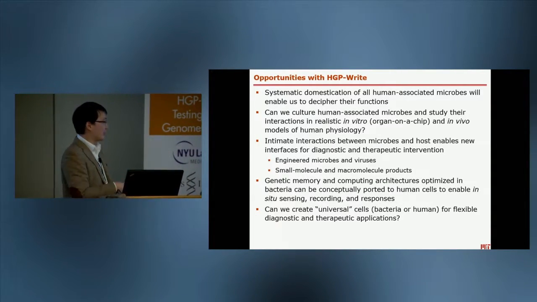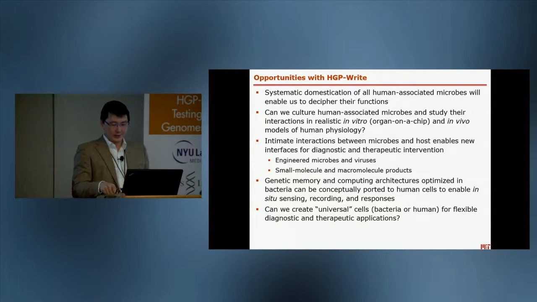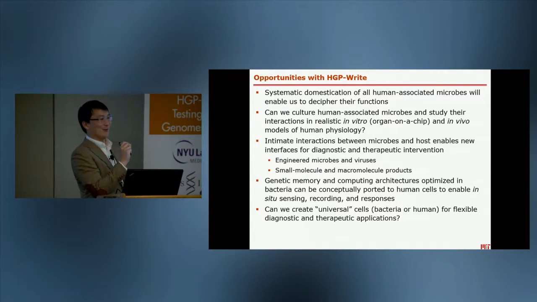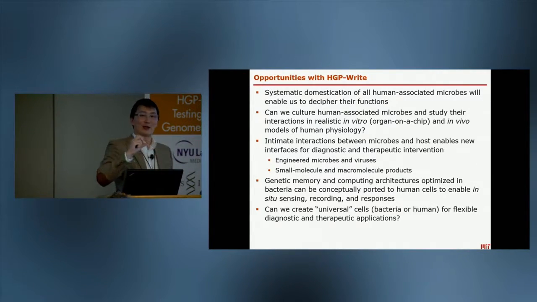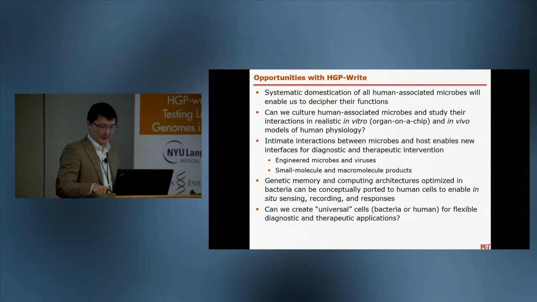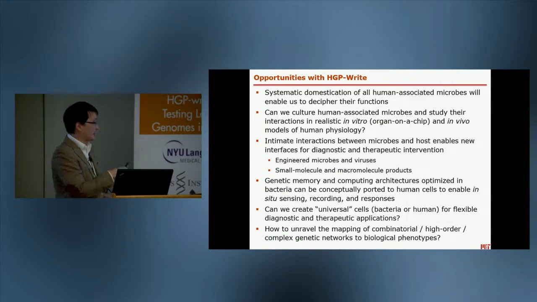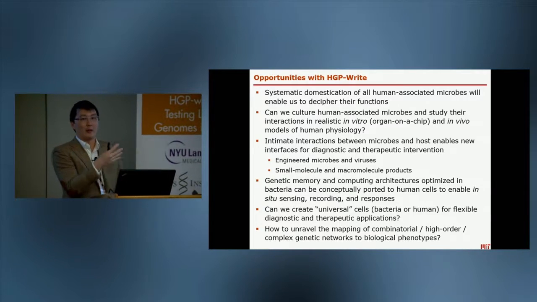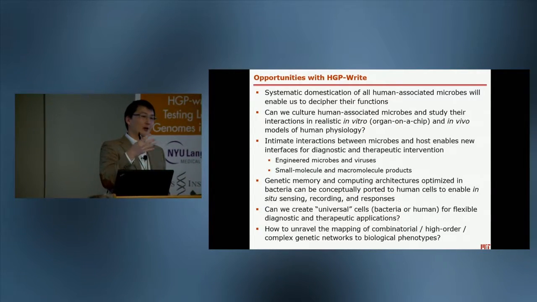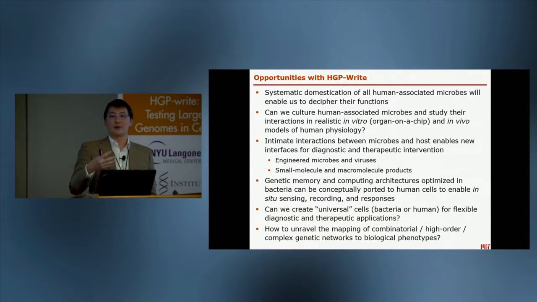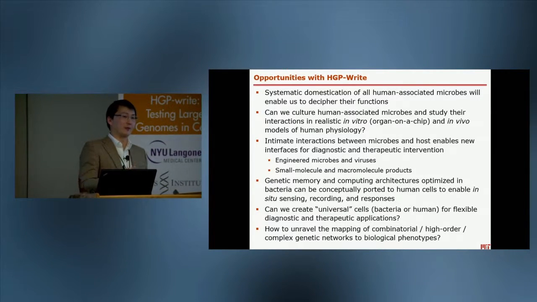We heard ideas earlier about universal cells or safe cells. One of the things we're quite interested in is putting genetic recorders and circuits into these cells so that we can study what they're doing now in a mammalian context. We heard a little bit about this earlier. I think one of the grand challenges, and why maybe you want to do HGP2, is that you really want to systematically unravel these combinatorial interactions, these complex interactions that we can't get by observational studies alone.